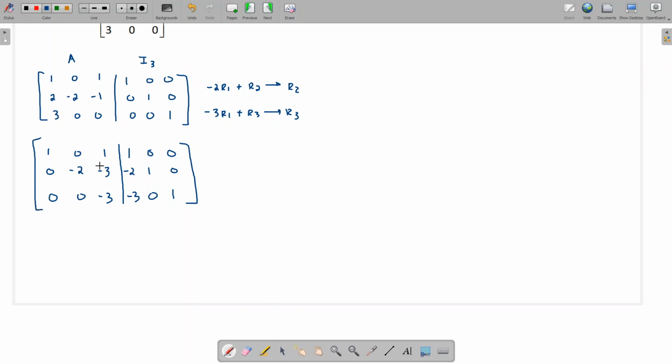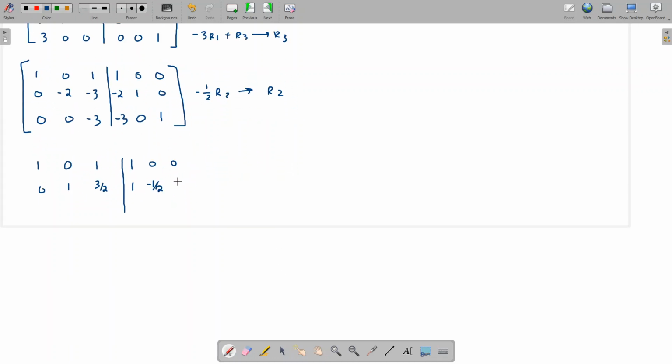Okay, so we got what we wanted. We've cleared out the first column. Now we move on to the second column. There's only one thing we can do there. We need to multiply that entire row by a negative 1/2. We're trying to get a 1 in that spot there. So negative 1/2 times row 2 becomes the new row 2. Okay, so we've multiplied the entire row by negative 1/2.